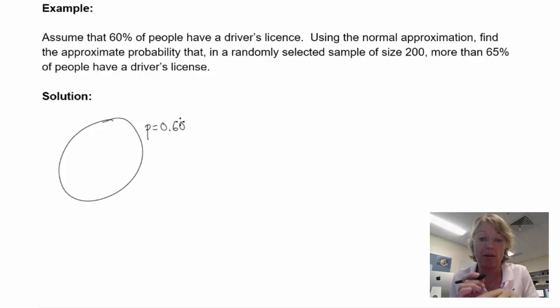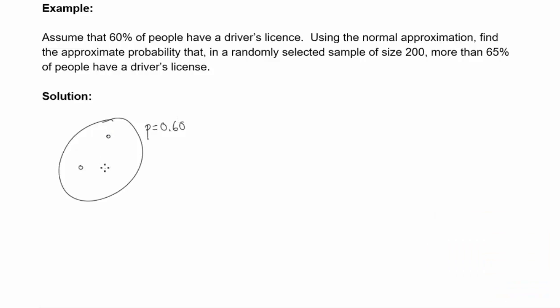Calculate the probability that more than 65% of the people will have a driver's license. So that means we randomly select, say, 200 people, a sample size of 200. So in our sample size of 200, what is the probability that the proportion will be more than 65%, greater than 0.65?